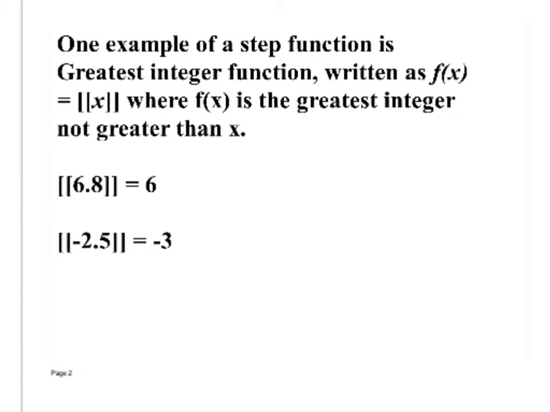One example of a step function is the greatest integer function. You should be writing this. Written as f of x equals, and we call it the double bracket sign. That just means greatest integer function. That's where f of x is the greatest integer not greater than x.